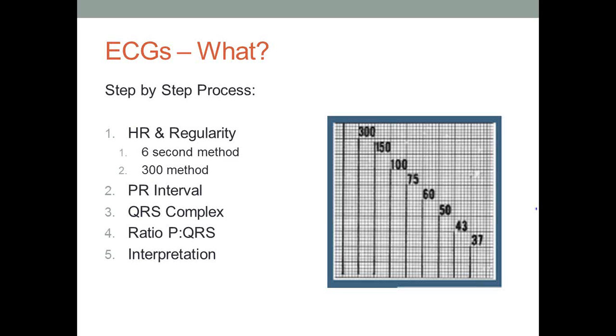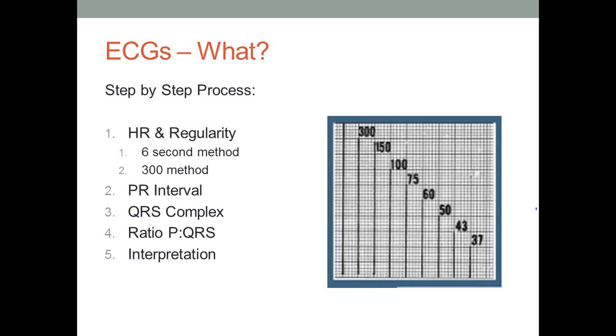So the first way is to print off a 6-second strip and count the number of QRS complexes in that 6-second strip. So if you have, let's say, 6 complexes within that 6-second strip, and you multiply that by 10, which would give you the number of QRS complexes in 1 minute. So again, 6-second strip multiplied by 10 will give you the number of QRS complexes in 1 minute, which would then give you the heart rate. So if we had 6 QRS complexes in that 6-second strip, you multiply that by 10, we would have a heart rate of 60 beats per minute, 60 QRS complexes per minute. And again, I would caution that you double check that the patient's pulse is matching that.